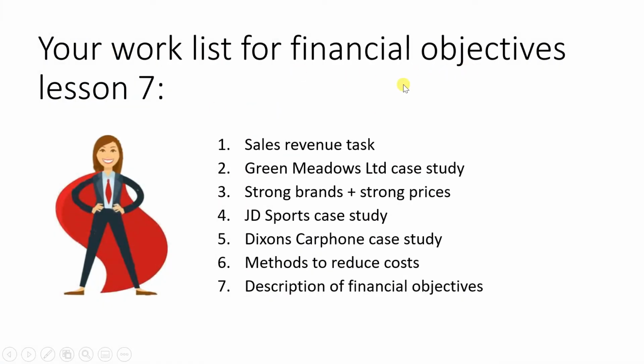Here's your work list for financial objectives lesson 7, and by a fluke there are 7 main topics to go through. You've got a sales revenue starter task, then the Green Meadows Limited case study, then a quick question about strong brands, strong prices and strong customer loyalty. You get the gist. Then you've got JD Sports and Dixons as 2 case studies. Then we're looking at methods to reduce costs, and then an overall task 7, which is pretty much all the financial objectives, where you can do a little revision task.